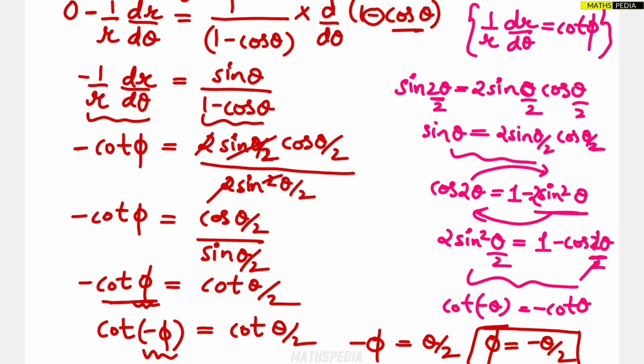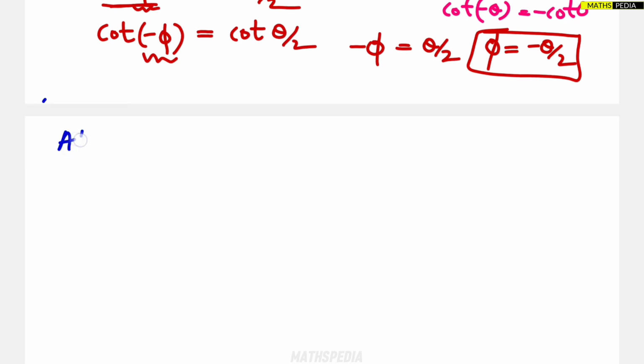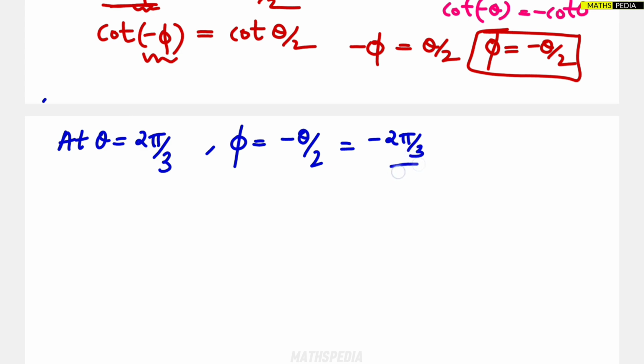Now the theta value is given in the question. We have to substitute that. What is the theta angle given? 2 pi by 3. So phi is minus theta by 2, so it will become minus 2 pi by 3 by 2. 2 and 2 are gone, so it is minus pi by 3. Pi is 180 degrees, so minus pi by 3 is 180 by 3, which is 60. So I can write minus 60 as the answer. In degree form, we write pi as 180. So we got the value of phi, the angle between the radius vector and the tangent: minus 60 degree.